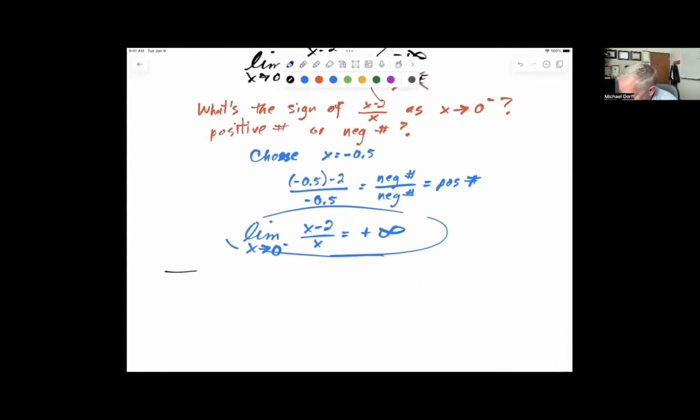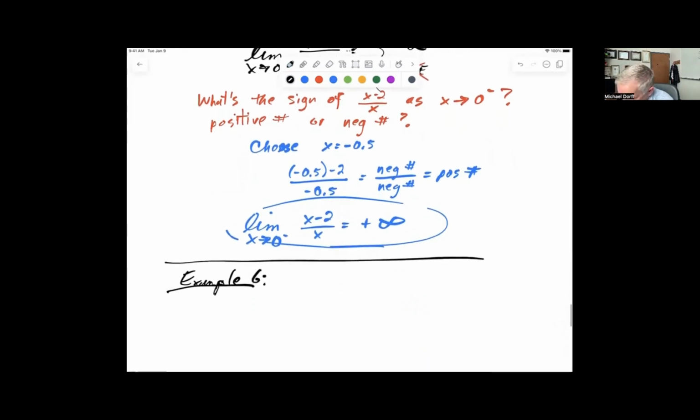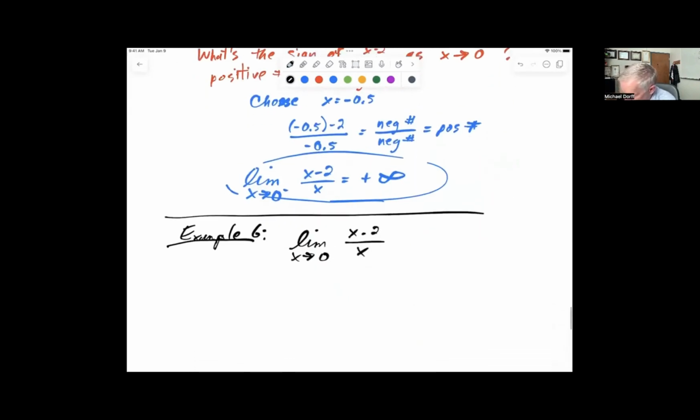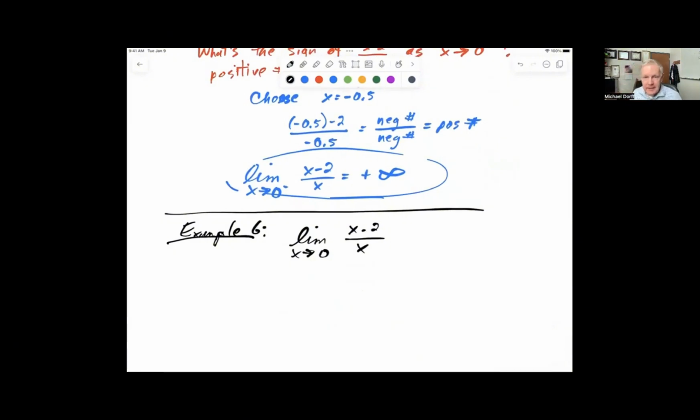This only works if I have a non-zero number over 0 as x is getting close to there. The last case we have here, example 6, is the limit as x approaches 0 from both sides of (x minus 2) over x. So again, we see that we have a non-zero number over 0. So that means we're going to have three possibilities: positive infinity, negative infinity, or does not exist.